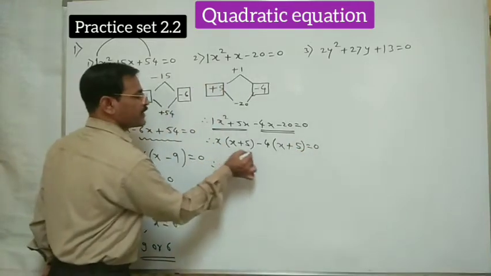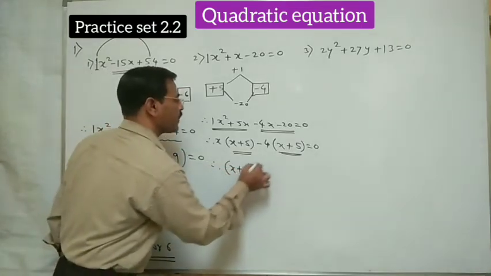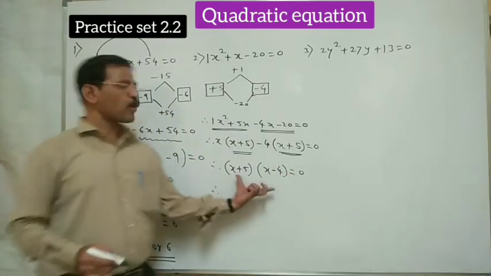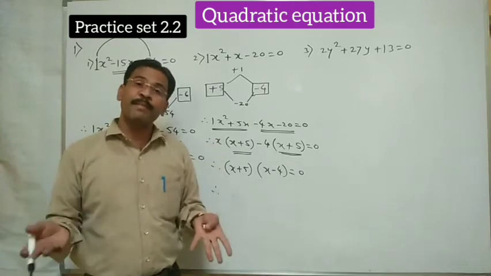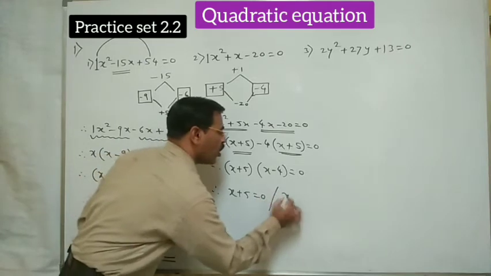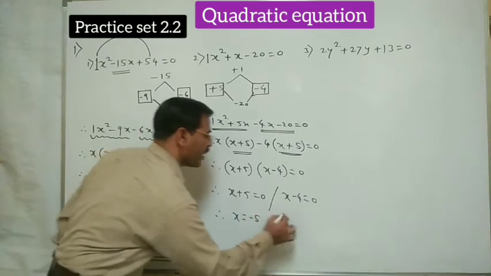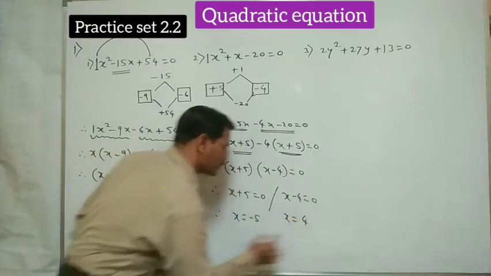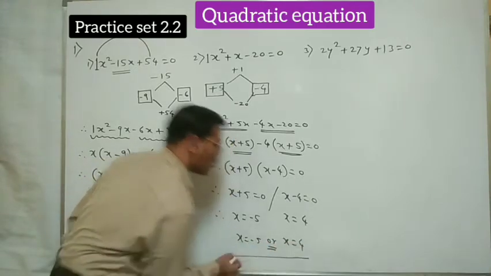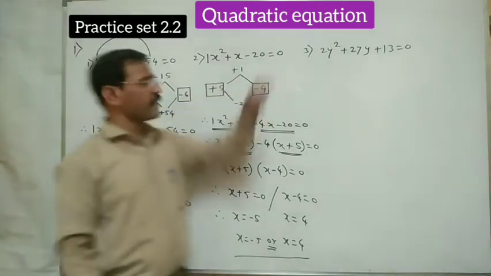Just observe, this bracket is the same in both the terms. Take that common, x plus 5. How much remains here? x minus 4 equal to 0. Whenever the product of two terms is 0, either the first may be 0 or the second may be 0. So x plus 5 equal to 0 or x minus 4 equal to 0. So x equal to minus 5 or x equal to plus 4. You may write x equal to minus 5 or x equal to 4. Like this also we can write. Understand?